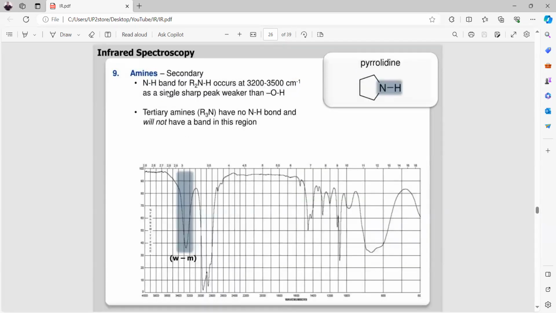Let's talk about secondary amines. The NH band for R2NH occurs at 3200 to 3500 centimeters minus 1 as a single sharp peak, weaker than OH. Tertiary amines have no NH bond, so will not have a band in this region. A good example is pyrrolidine, and you can see here around 3200 to 3400 one single sharp peak, identifying the NH peak.